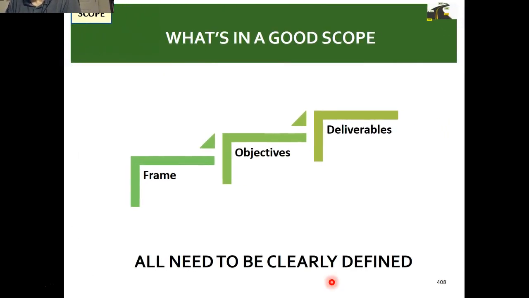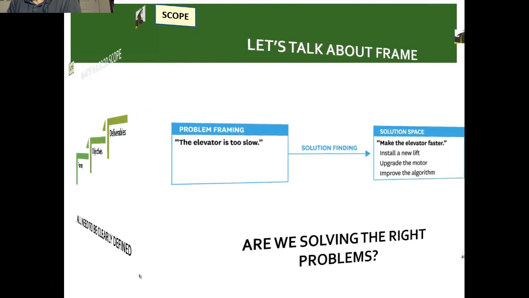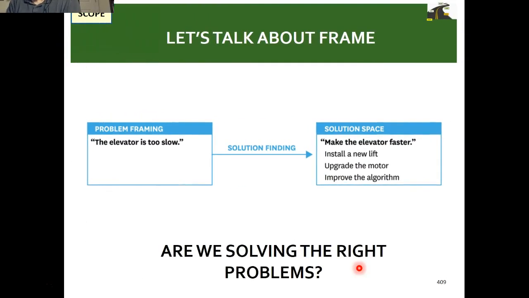So, here's our friend, FOD: Frame, Objectives, Deliverables. These items need to be clearly defined. This is something you should be thinking about in the next few days as you deal with clients. Okay? So that comprises a good scope. If you don't get it in your meeting, get it in follow-up.